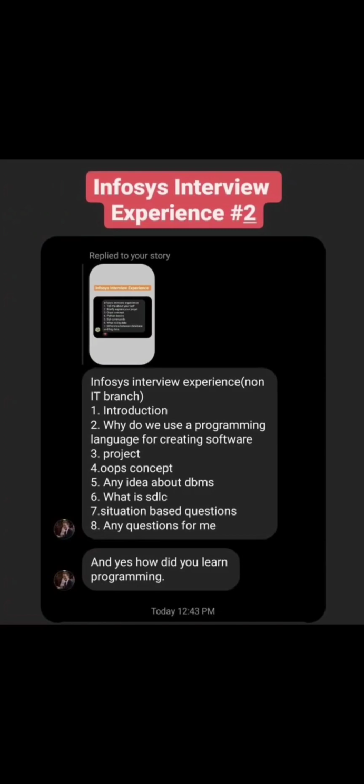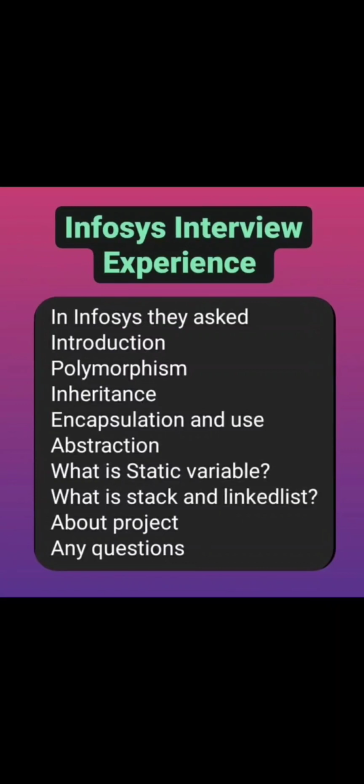Then the next interview is for the non-IT branch. It also started with the self introduction. Then why do we use a programming language for creating software? Then project, OOPS concepts, any idea about DBMS? Then what is SDLC? Then a situation based question, any question for me? And yes, how did you learn programming? So this is also a very easy interview of Infosys.